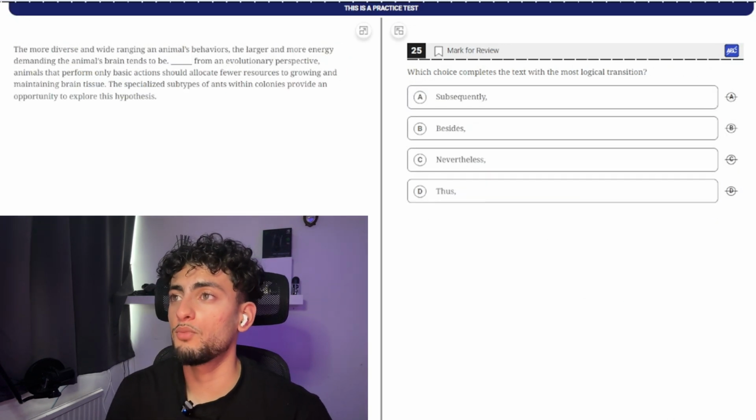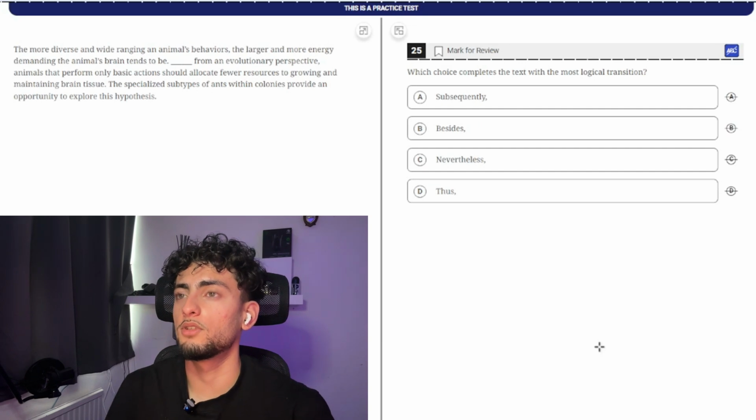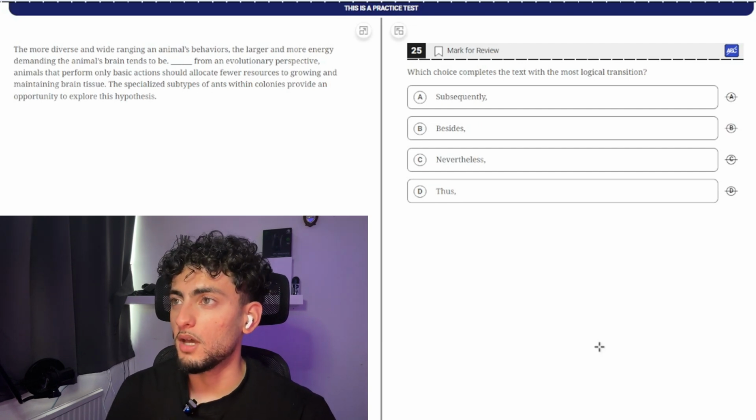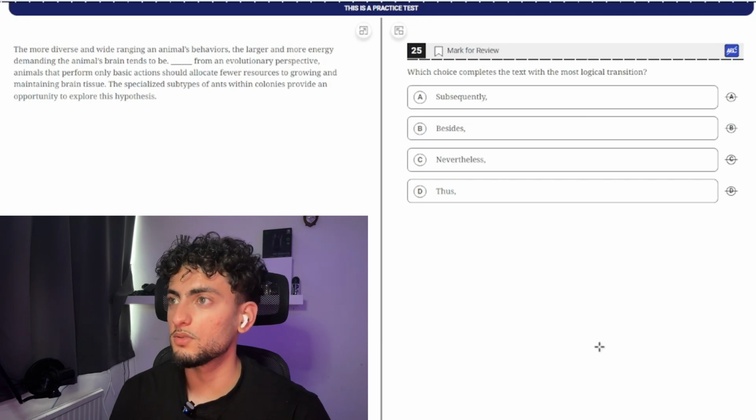The more diverse and wide-ranging an animal's behaviors, the larger and more energy demanding the animal's brain tends to be. From an evolutionary perspective, animals that perform basic actions allocate fewer resources to maintain brain tissue. The specialized subtypes of ants within colonies offer an opportunity to explore this hypothesis.